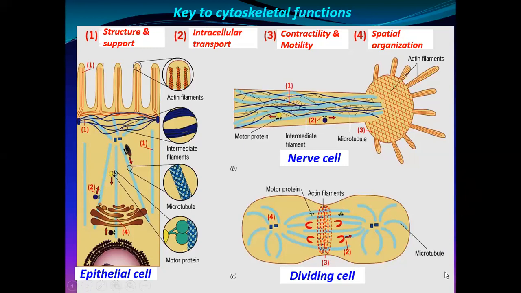When you come to dividing cells, actin filaments, right? After cell division, chromosomes are separated, and a new nucleus is formed. So there should be a cytoplasmic division, isn't it? That means from one cell you have to have two cells, right? That division is taken by the actin filaments. Cellular division in mitosis or meiosis is due to actin filaments.